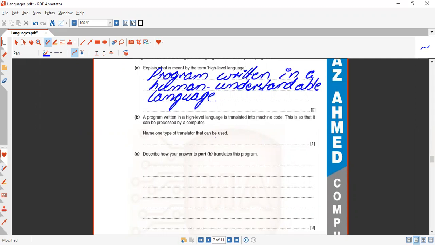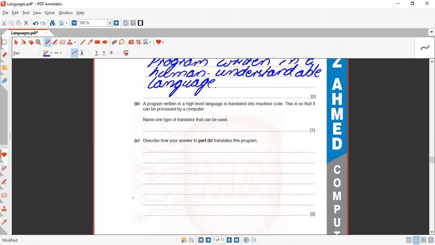Yes, guys. Name one type of translator that can be used. So you may write any of them, like you may write interpreter or the assembler or the compiler. Describe how your answer in part B translates this program. Now, for example, I have written over here compiler. For the compiler, how is it going to work?